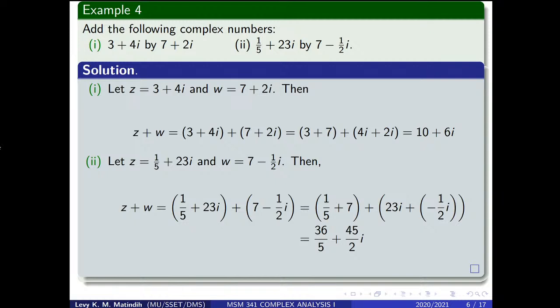Similarly in part 2, the concept is the same. When we let z be equal to 1/5 plus 3/23 i and w be equal to 7 minus half of i, then when we sum z and w, what we are going to get is 36 over 5 plus 45 over 2 multiplied by i, which is just the same concept.